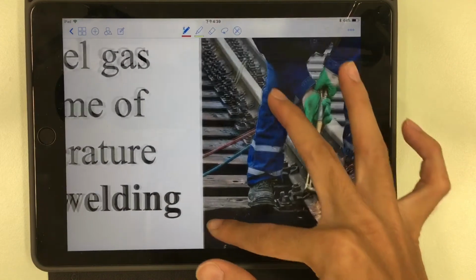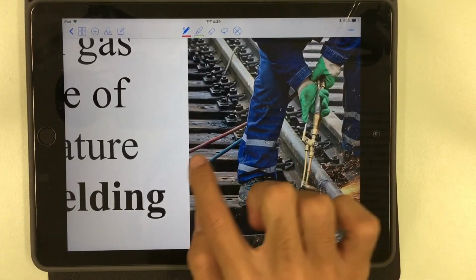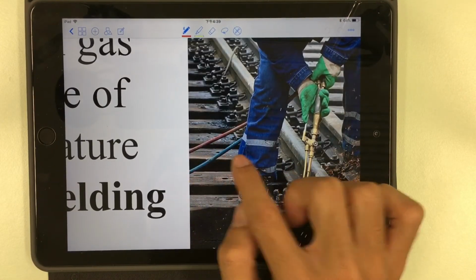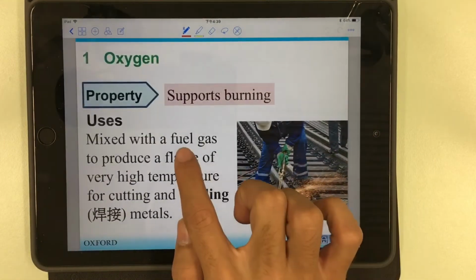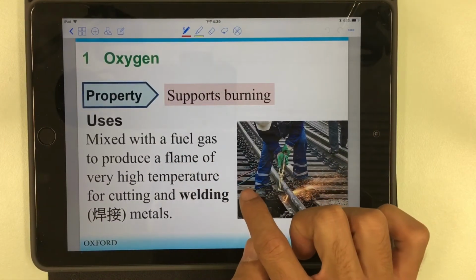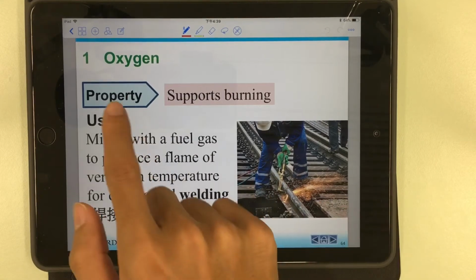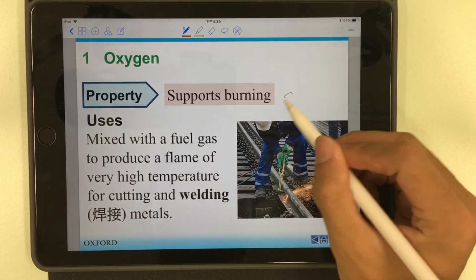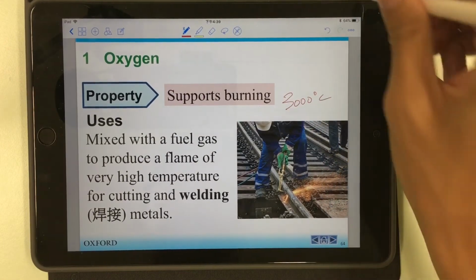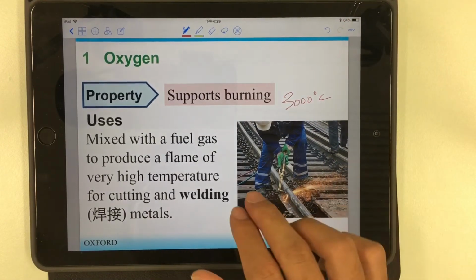You can see here there is a red rubber tube and a blue one. I think one of the tubes is filled with the fuel gas, and the other one is filled with oxygen, to attain about 3000 degrees to melt the metal.